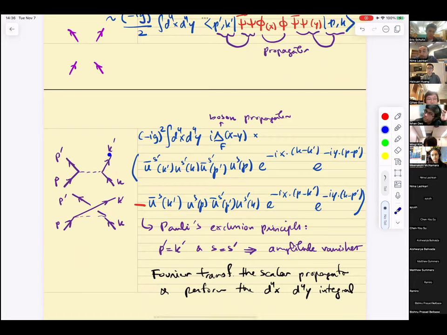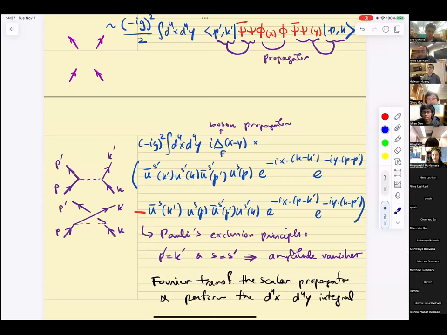Because in the case that P prime and K prime are the same, and S prime are the same, the amplitude should vanish. Right? That's just Pauli's exclusion principle. A pair of fermions cannot occupy the exact same state. The only labels we have for the states are the spin and momentum. So your final answer should be such that if you set equal the external quantum numbers, because these are fermions, the amplitude should vanish. The only way to ensure that is to put the minus sign here. So the statistics fixes the relative sign between the two diagrams. But you could derive this more formally using anti-commutation relations. This is a quick way of seeing it.